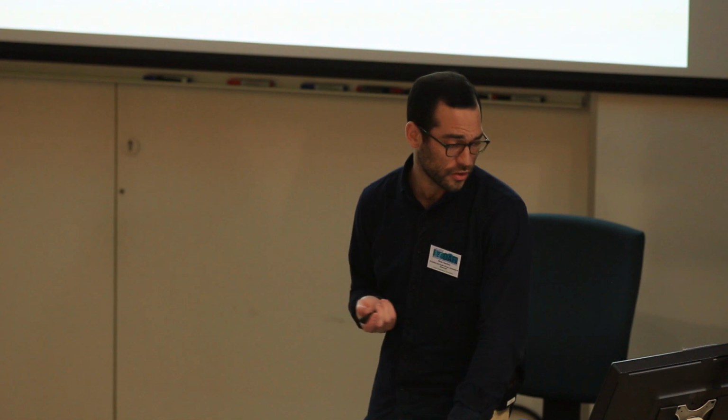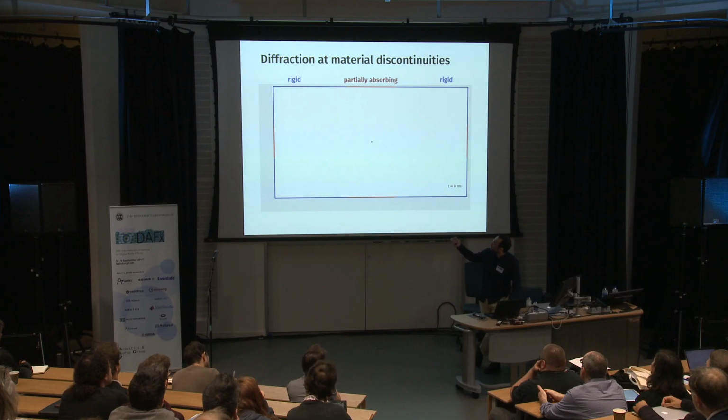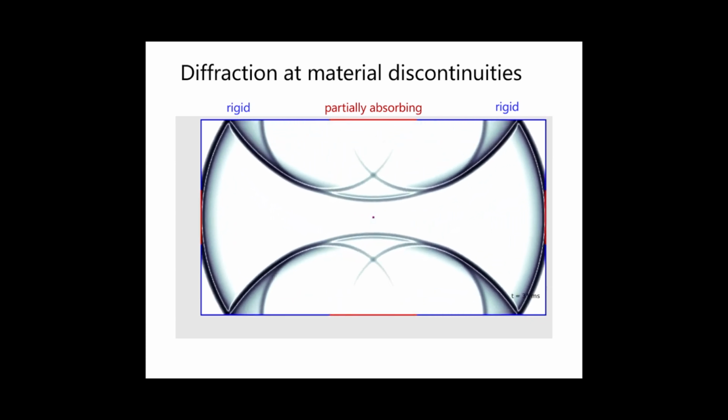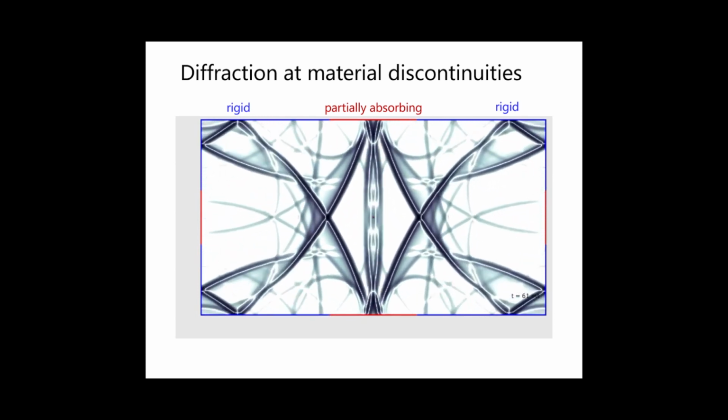The other type of diffraction you can get in room acoustics is at material discontinuities. So in this room, we have 90-degree angles everywhere. We don't expect diffraction from the corners, but I've set it up so that we have rigid walls, and here this section is partially absorbing. And if you watch what happens, you'll see diffracted waves happening at that interface. So that's the other kind of diffraction you can get in room acoustics.